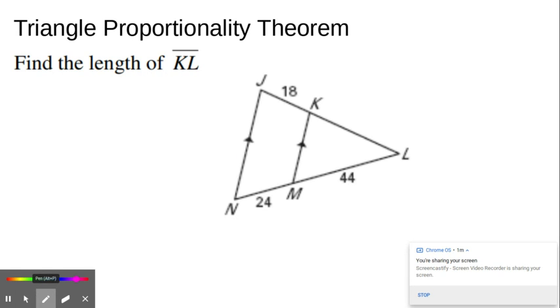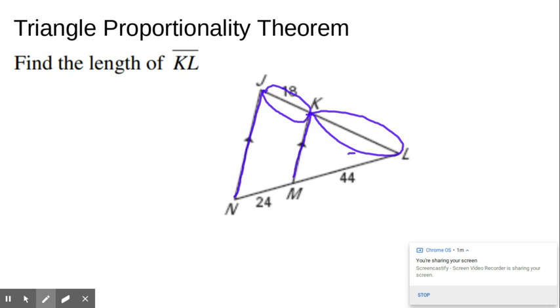Okay. With the triangle proportionality theorem, we're supposed to find the length of KL. So if we set this up, I know that these two are parallel to each other. So I can see the four segments that I have. I've got this segment here, KL, which is what I'm looking for. I've got ML, and I've got NM. So when I set this up, I'm going to choose to start on the top side. It doesn't really matter, but I'm going to focus on the top side because I'm looking for KL, which is a part of the top side.